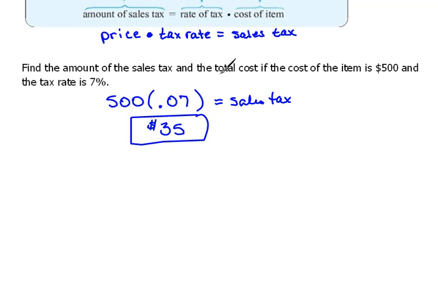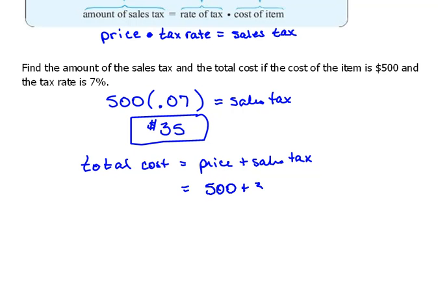Now it also asks us to find the total cost. Well, whenever we purchase this, our total cost is going to have to equal the original price plus the sales tax. So we're just really going to be adding these two together. The original price was $500 and the sales tax was $35. So that tells us that our total price here is going to be $535. Not too bad.